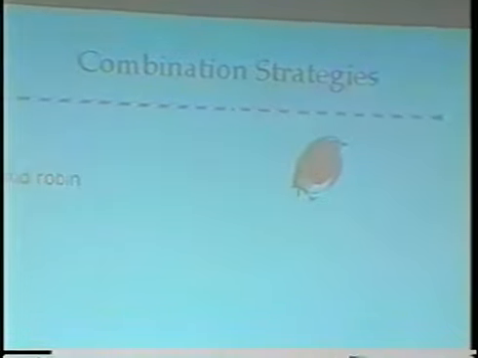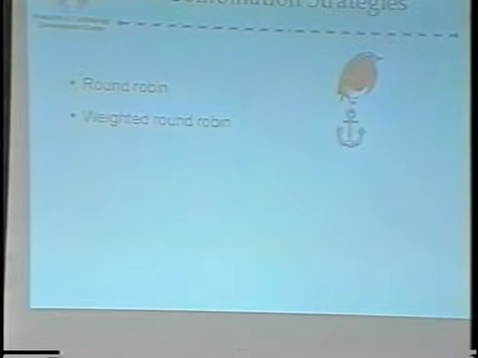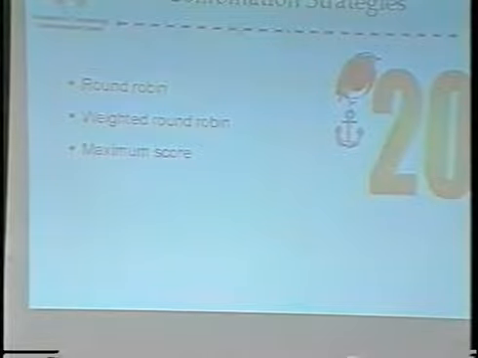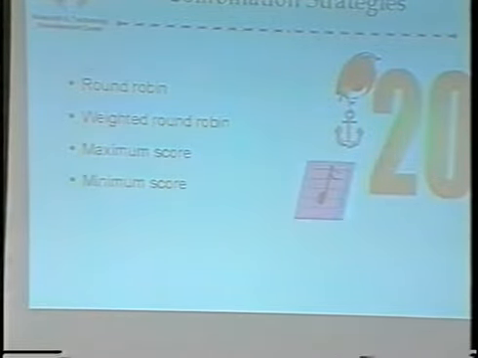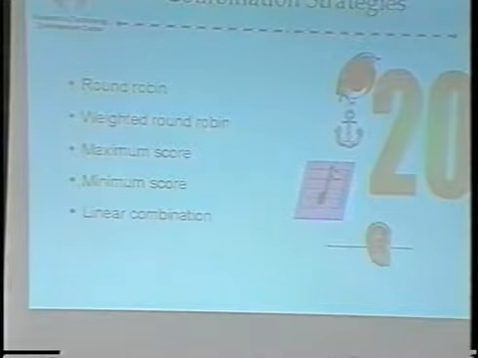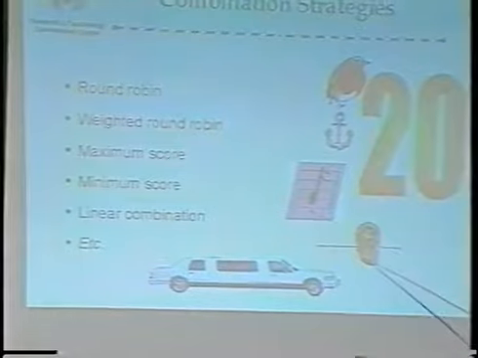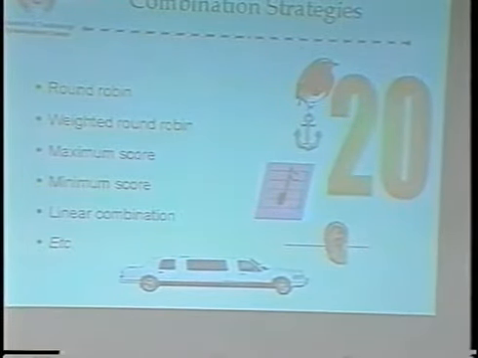There are a variety of strategies you could take for combining various different runs. You could take a round robin approach where you just take one from here, one from here, one from here, and so on. You could do weighted round robin where a run that you think is better gets a little more weight. You can do it by score and take the maximum score for any document as its overall score. You can do minimum score. You can do a linear combination. There's lots of ways you can combine. We actually use a linear combination to put these together.